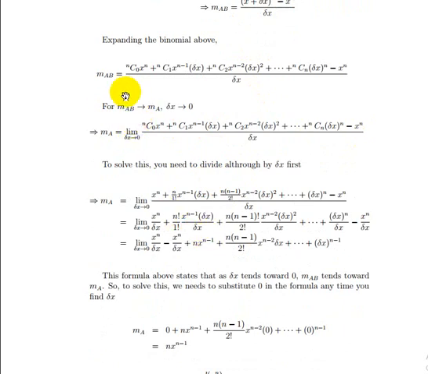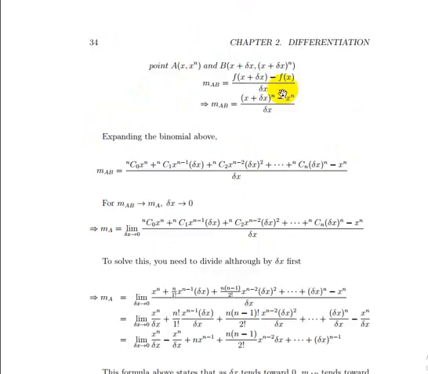Now we are going to use the assumption we made. For the gradient of AB to tend toward the gradient of A, it implies that delta x needs to tend towards 0. So the gradient of A is going to be the limit as delta x tends towards 0 of this function above here, because this is similar to this.